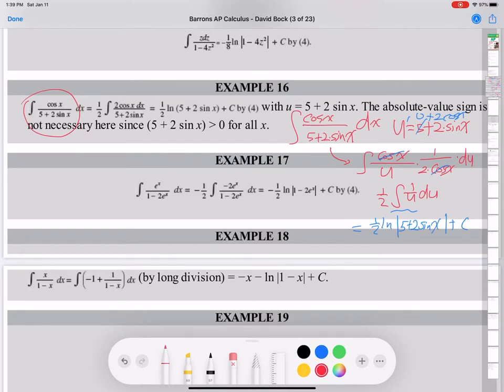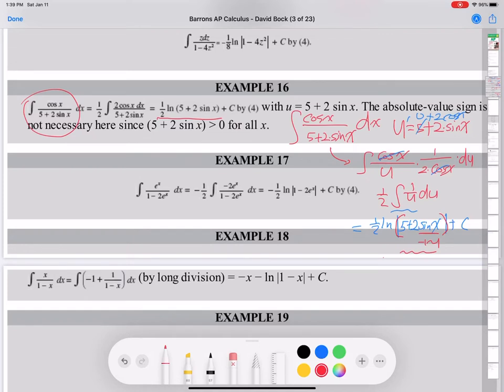But sine x is always between -1 and 1. So 5 plus 2 sine x is always positive. So in this case, you don't have to use absolute value because this part is already always positive, right? So you can just use parentheses, no problem. Okay, number 16 is done.